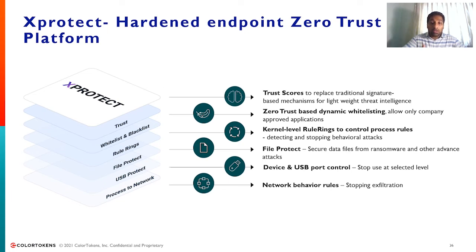Also, rule rings provide kernel level control process rules to detect and stop behavioral attacks. That is a good advantage against attacks that target vulnerabilities of operating systems. Especially file protection and device protection will control different data leakages that happen through endpoints. Especially with USB control, users cannot copy organizational data by simply plugging in different personal USB devices.